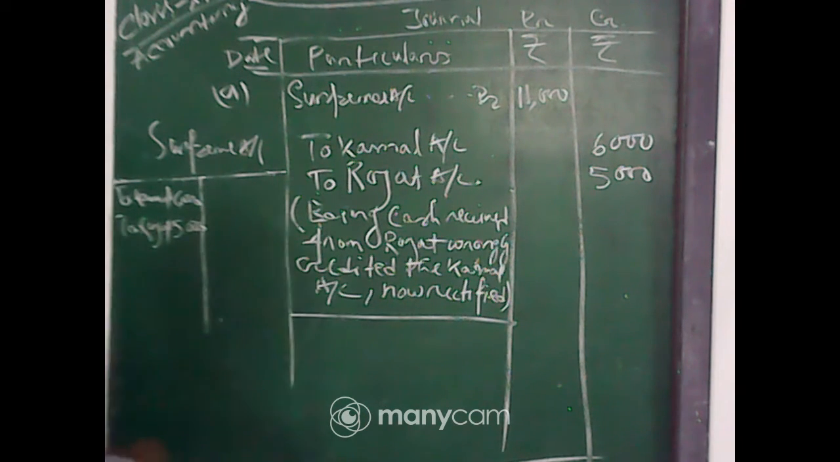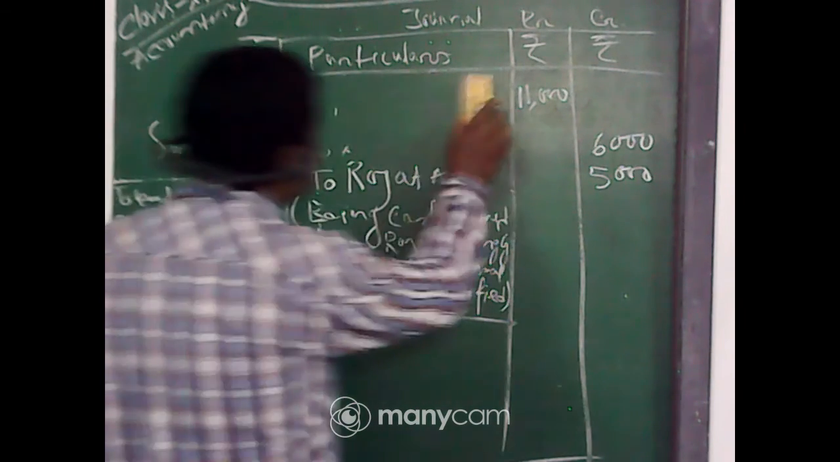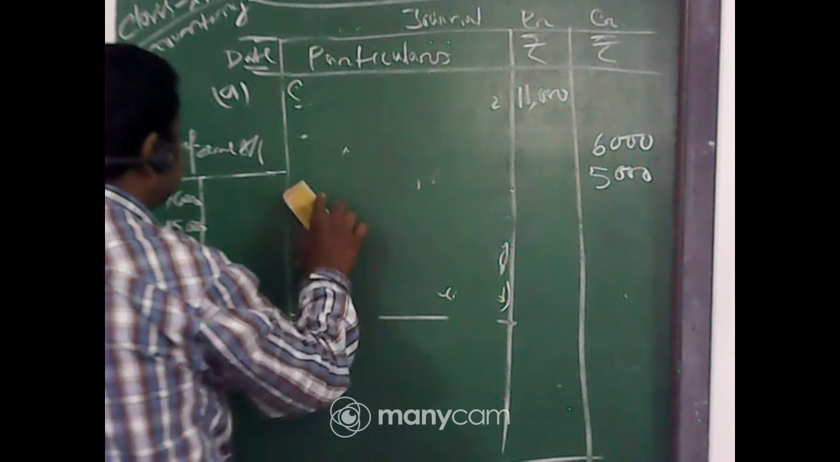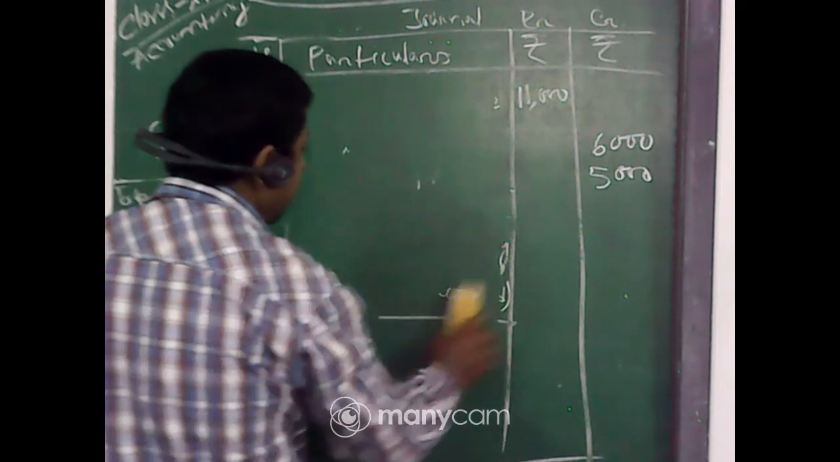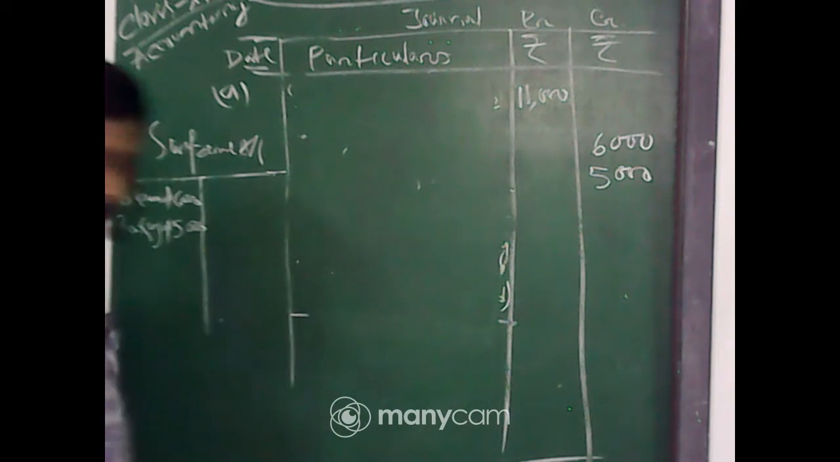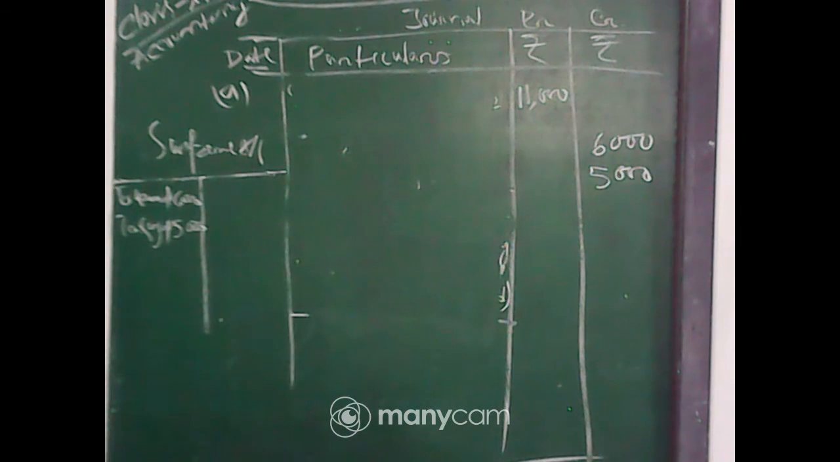Okay, now come to the next entry. Debargo is there. Good afternoon, Debargo. Why are you coming late?